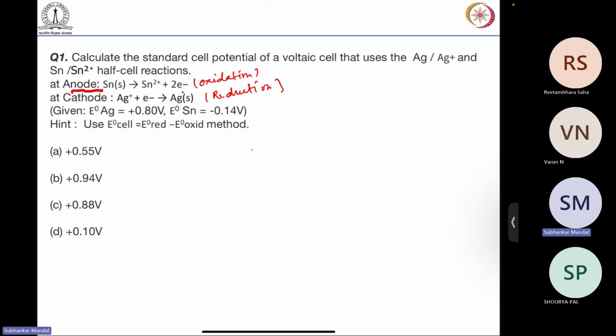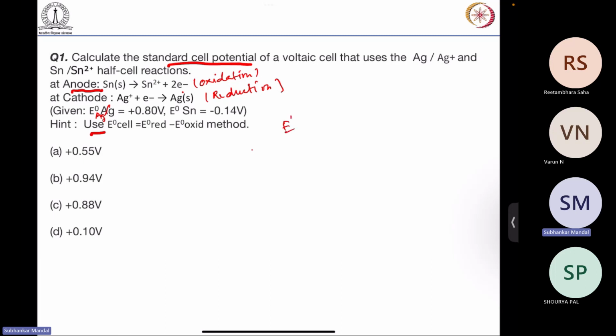So it is given, what is the standard potential of the cell? Okay, can anyone tell what the standard potential is? It is given in the hint. I think this will be like this, it is in the subscript. Okay, so the hint is given that you have to use this cell.